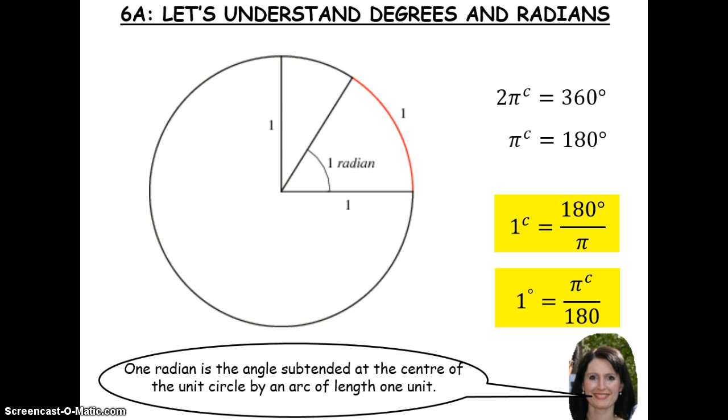1 radian, the definition is that it's an angle subtended at the centre of the unit circle by an arc of length 1 unit. So if we think of 1 unit, usually we're thinking of the radius being 1 unit, this here. Now let's think of the part of the circumference being that distance also, so being 1 radian. If we got a piece of string and put it from here to here, that would be the same distance as if we put the string from the centre of the circle to the circumference, 1 unit. So when we have that, the angle in the middle is 1 radian.